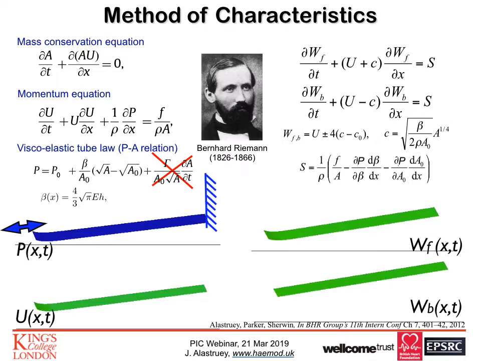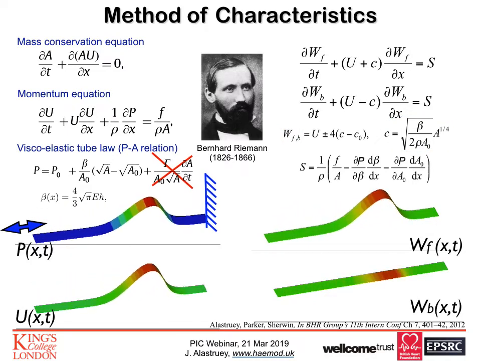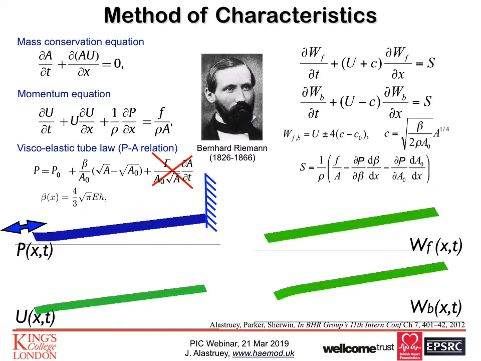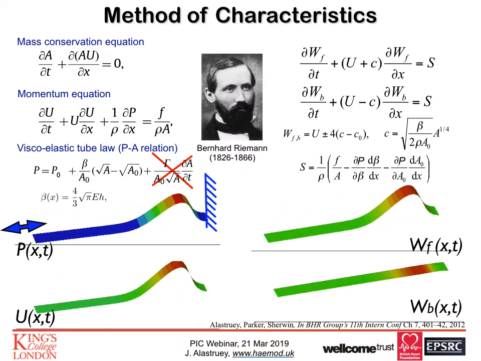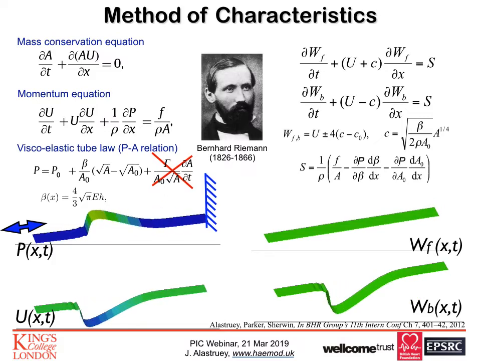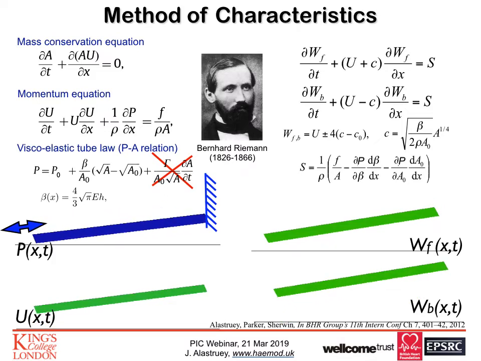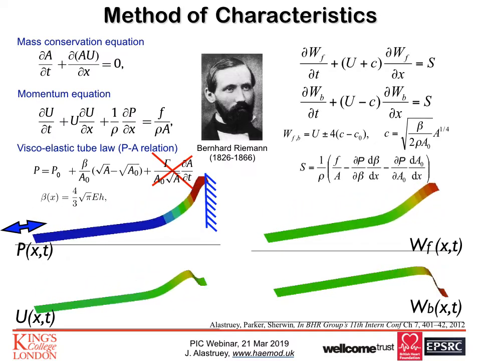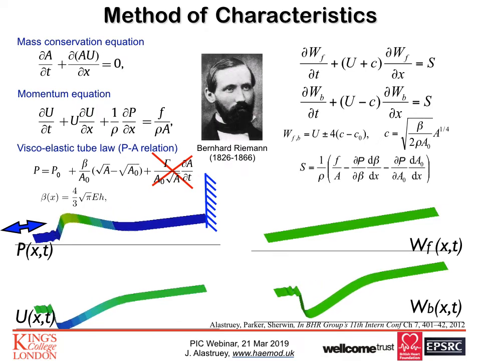The movie shows the propagation of a short pulse wave in a single arterial segment with a complete reflection at the outlet. Note that WF is associated to changes in pressure and velocity in the forward direction, and WB to changes in the backward direction. We use the characteristic variables when prescribing the boundary conditions at the inlet and the outlet of each arterial segment.